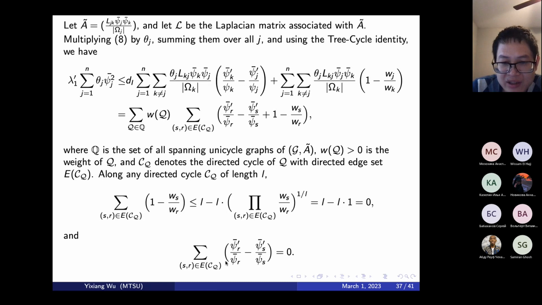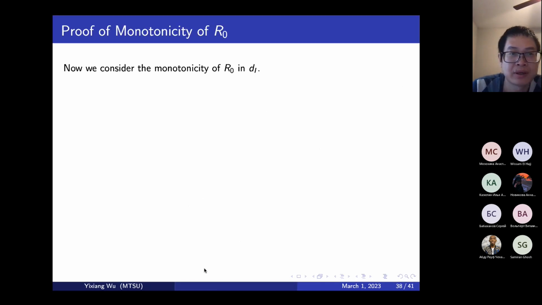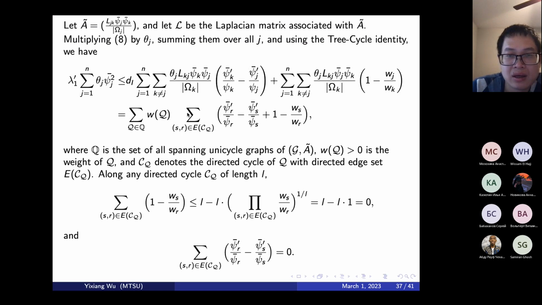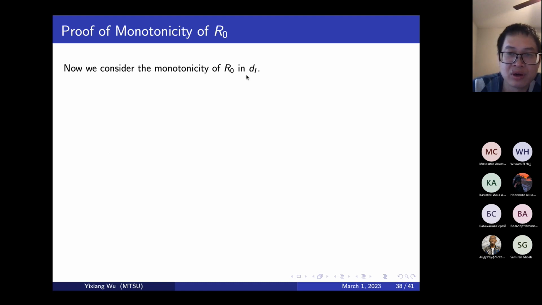Why is it equal to 0? This is because remember C_Q is a cycle. So you have, like, H from 1 to 2, 2 to 3, and then 3 goes back to 1. Because you have a cycle, here we add up to 0, and previously we have this mean inequality. That is exactly because all these H's are in a cycle. And using this lemma, we can show R0 is monotone in D_I.